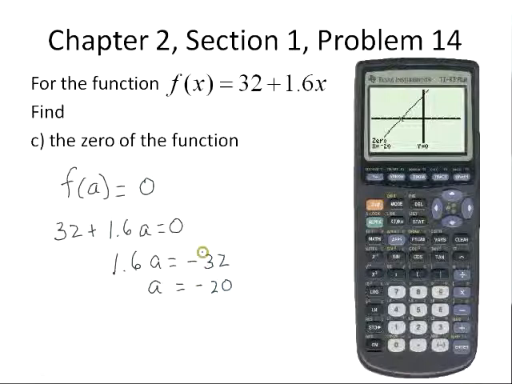So what we have seen in this problem is the relationship between the solution to the equation f of x equals 0, the x-intercept, and the 0 of the function. They are all going to be one and the same number, or numbers in cases where you have more than one solution. This then completes this problem number 14.